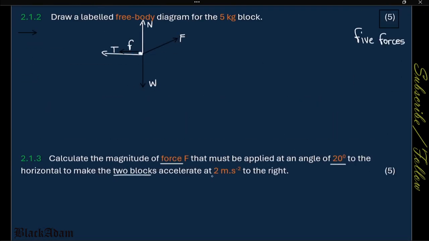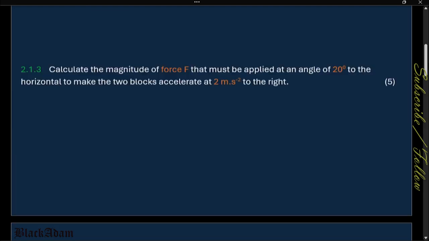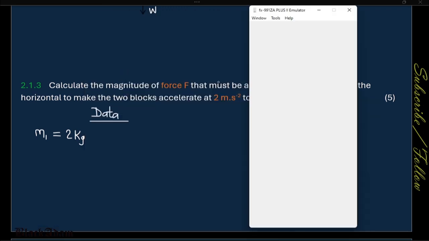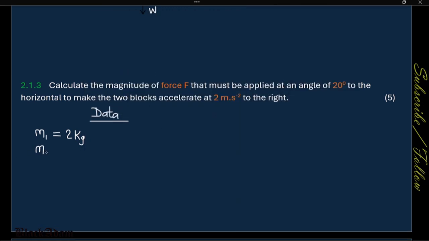It says we should find the force F at that angle, with acceleration given as 2 meters per second squared. So let's get the data. We have mass 1, which is 2 kg, mass 2, which is 5 kg, and the angle of inclination, which is 20 degrees.